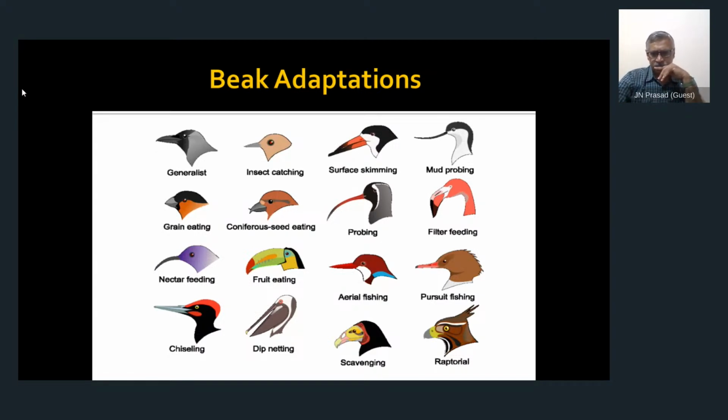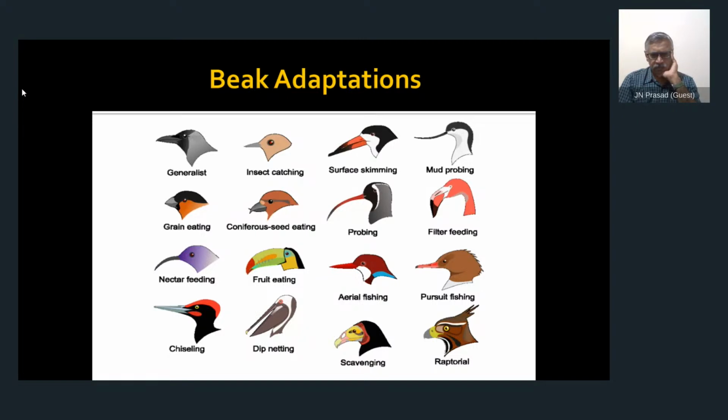And then the mud probing, which uses the beak to search in between the mud if there are any organisms hiding there, and they will be able to pull them out and eat them. And coniferous seed eating is very interesting because you know how the coniferous seeds are located inside a pod. They are very difficult to open, so they have a cross beak which they insert into the pod and then expand the pod so that they have access to the seed.